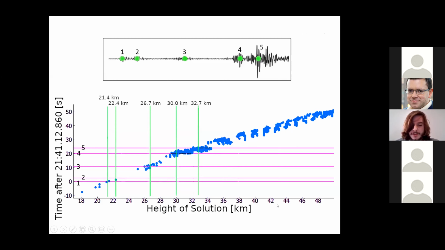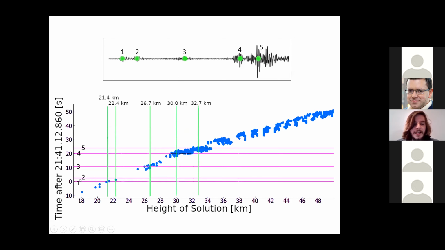So what we did is we took many sample fragmentations along the trajectory, between 17 and 50 kilometers, and we used many perturbations as well. We tried to find which ones have times closest to the timings that we saw on the waveform. These 5 fragmentations, these 5 features here, are shown as the pink lines on this graph in timing here.